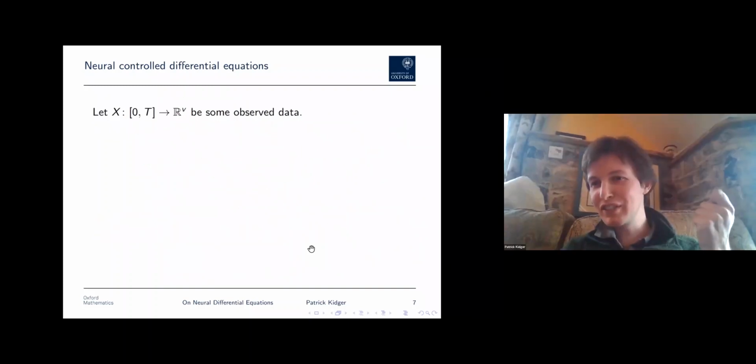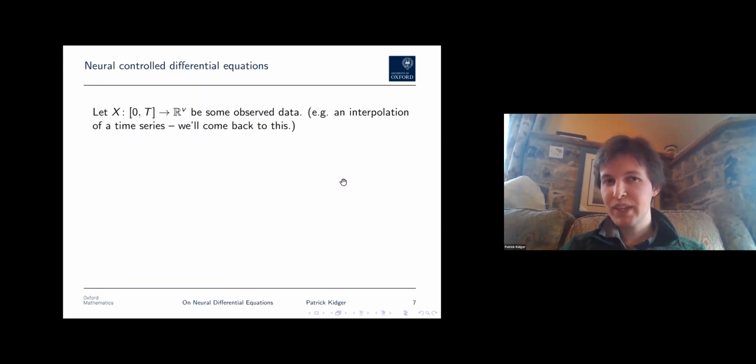Let's reinstate that word neural. Let's take this thing I've just told you about and use it to learn something. So we're going to assume I observe some continuous sequence of observed data. And this may be an interpolation of a time series. Time series are discrete. Join up the dots, get something continuous. There are other things we can do here. There's, again, asterisks and things. But let's just stick with this for now.